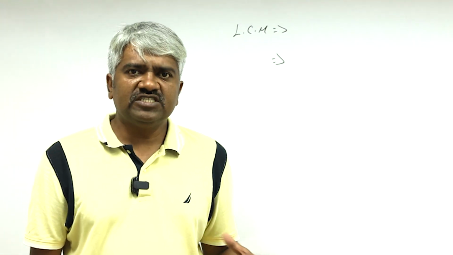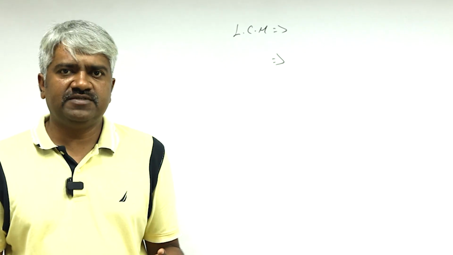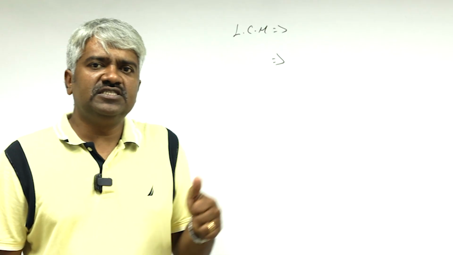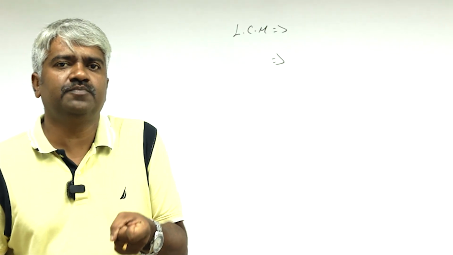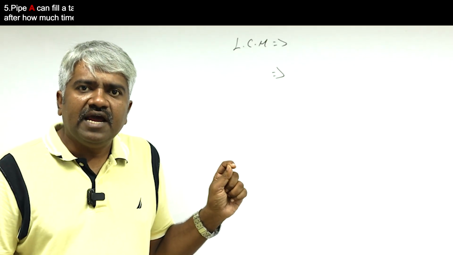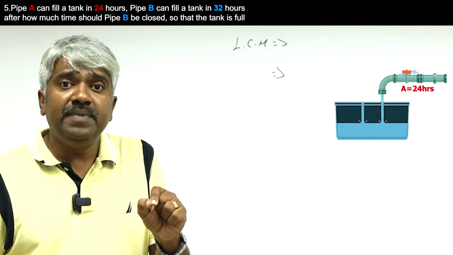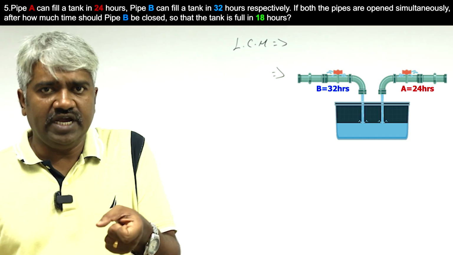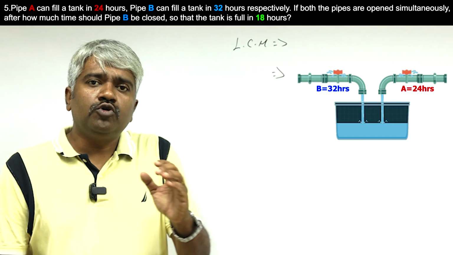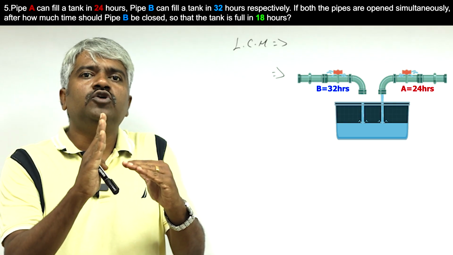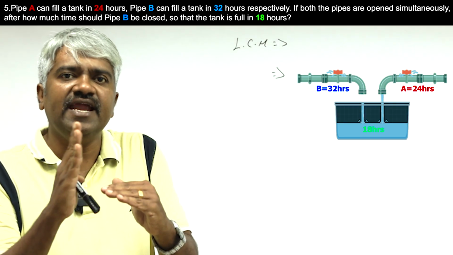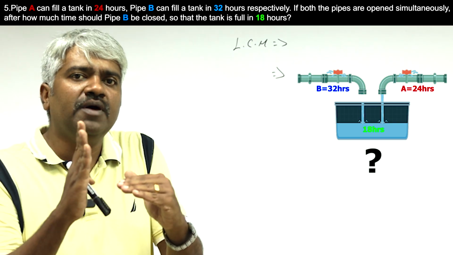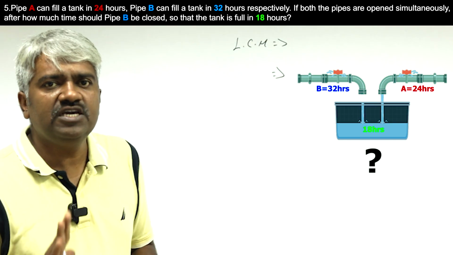Fifth question. In this question, we are going to deal with 2 pipes. This is not going to be the same concept that we have done in the previous case. This is going to be a little bit more difficult than the previous problem. Right? Pipe A can fill the tank in 24 hours. Pipe B can fill the tank in 32 hours. Now, both the pipes are open together. After some time, I am going to close pipe B. Now, the total time required to fill the tank is 18 hours. So, what is the time when I am going to stop pipe B from filling the tank? This is the question, right?